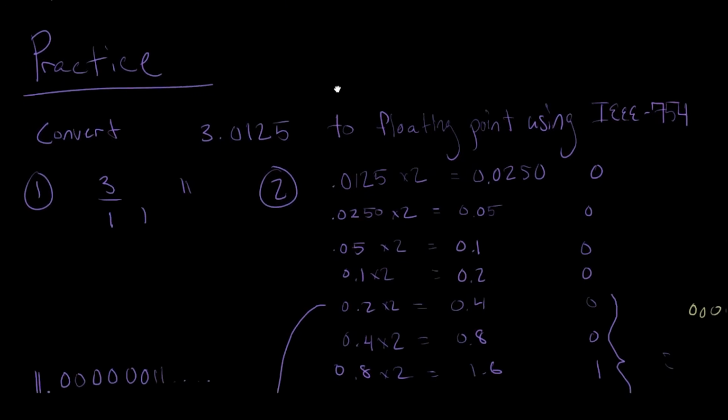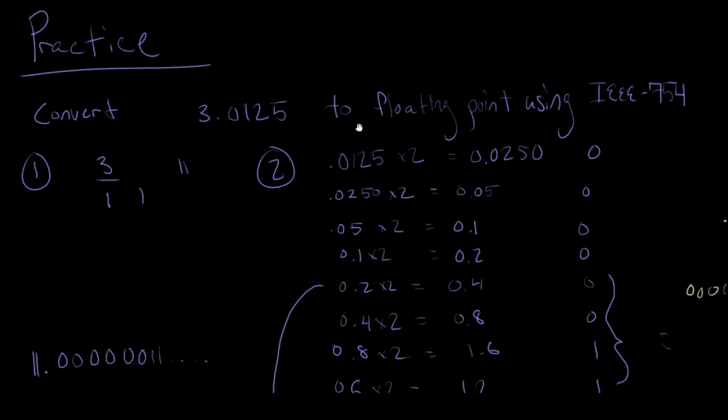Alright, we have some practice here. So we're converting 3.0125 to a floating point using the IEEE standard. Our first step is to convert the left side of the decimal to binary, so that's just 11, and then we convert the right side to binary, and this is a little different because it's less than 1.